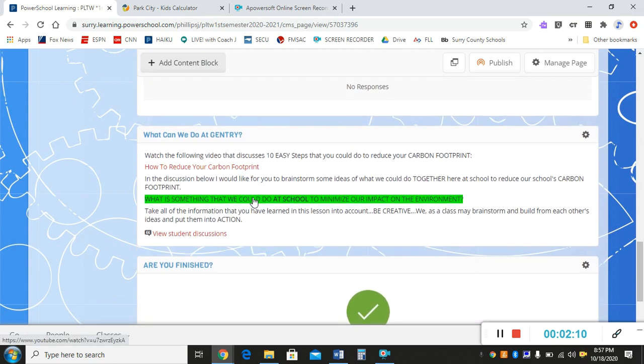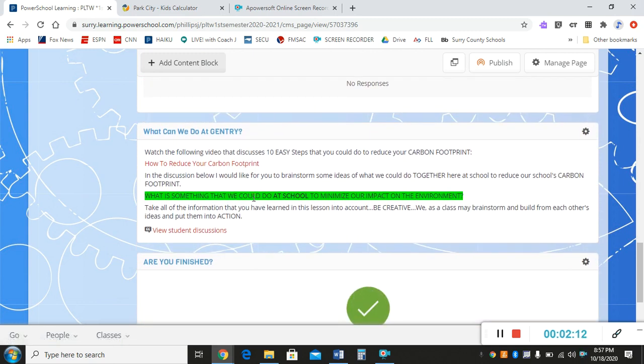My question is, what can we do at Gentry to reduce our carbon footprint? Right here is a video of 10 easy steps that could help you reduce your carbon footprint. I want you to be thinking of what you could do in your own personal life, and then what is something that we could do to make an impact at Gentry Middle? You never know, some of your ideas we may put into action in the weeks to come, so it'd be interesting to see. I really want you to think in depth about this.